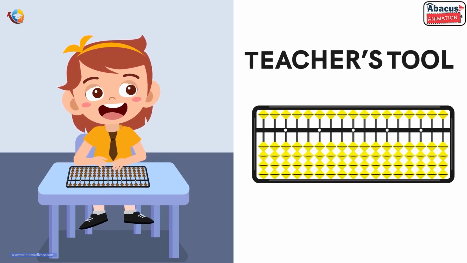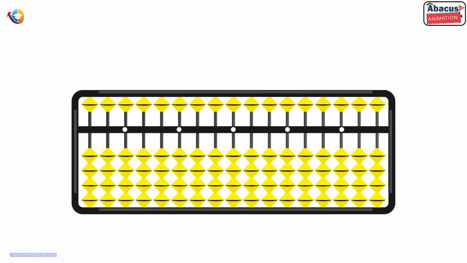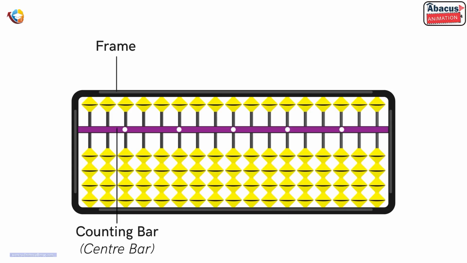Very good, Ruby. The black edging that you see here is called the frame. The horizontal line that divides the tool into two parts is called the counting bar or the center bar.